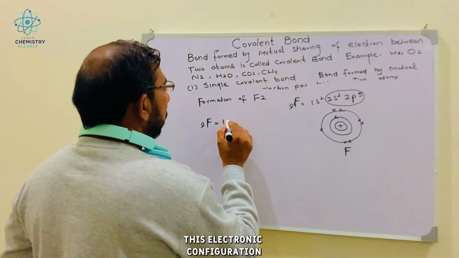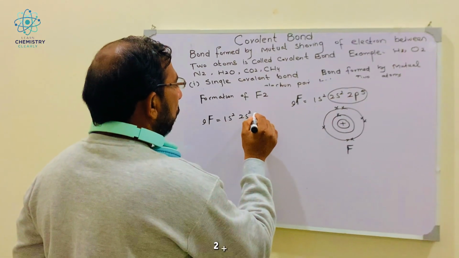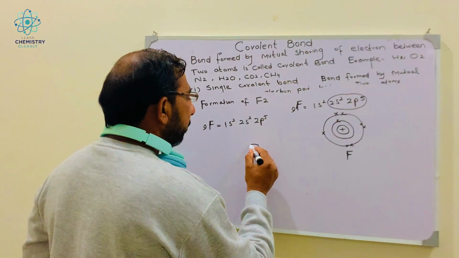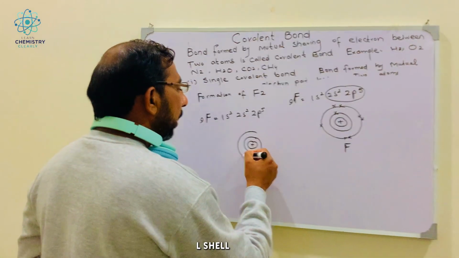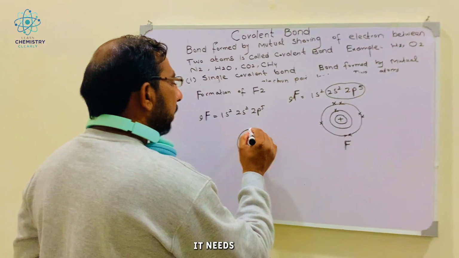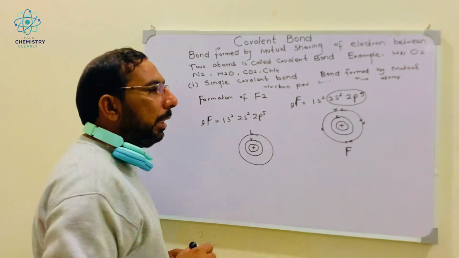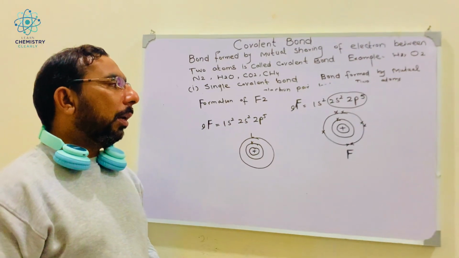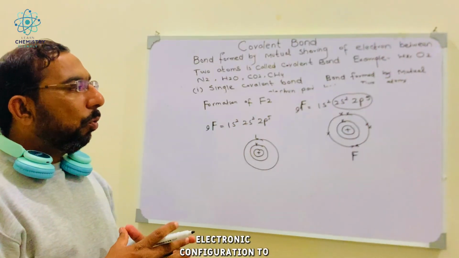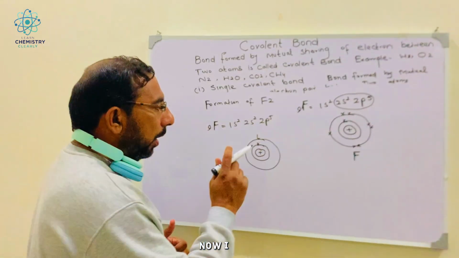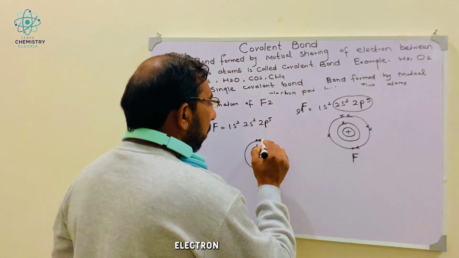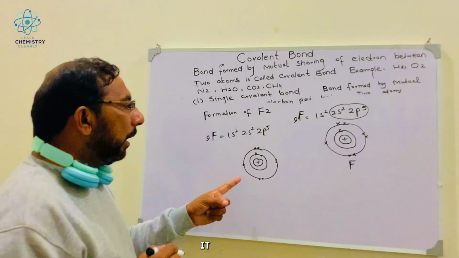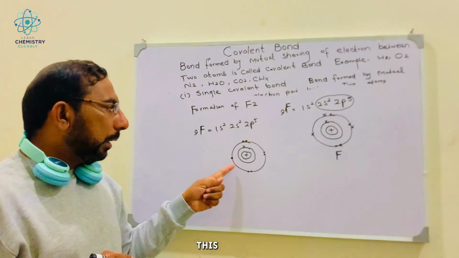This electronic configuration is 1s2, 2s2 and 2p5. This will also have 7 electrons in its outermost L shell. Like this atom, it needs 1 electron to complete its octet to get its nearest noble gas electronic configuration to stabilize themselves. Now I can express the number of electrons present in its outermost shell with the help of dots. Now this atom needs one electron, this needs one electron.